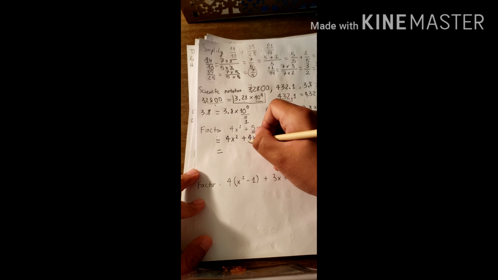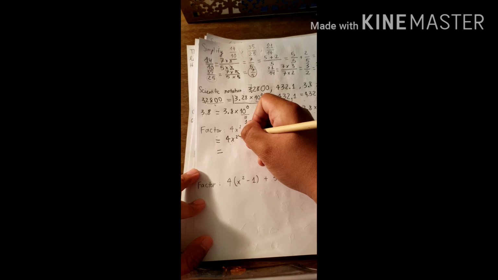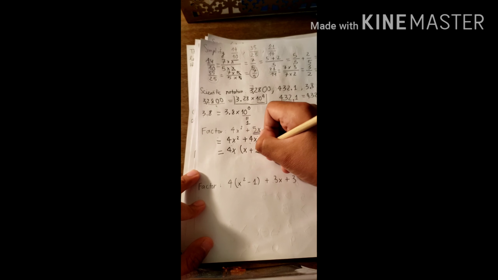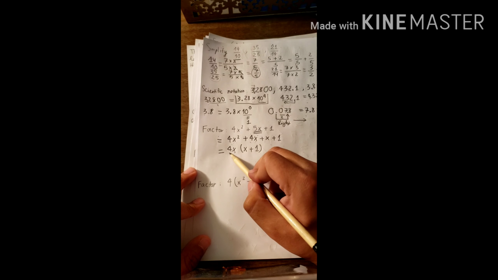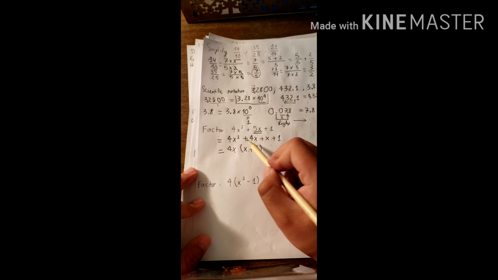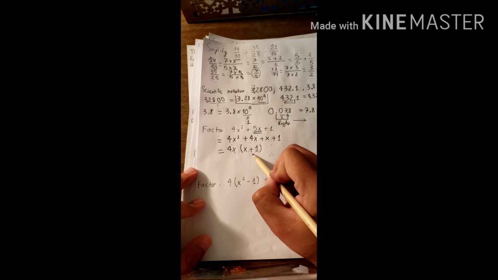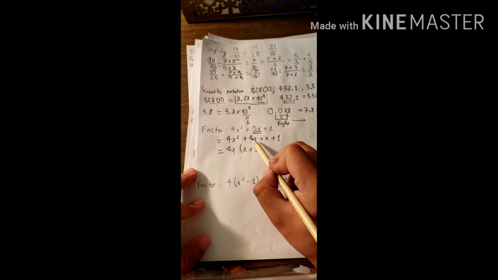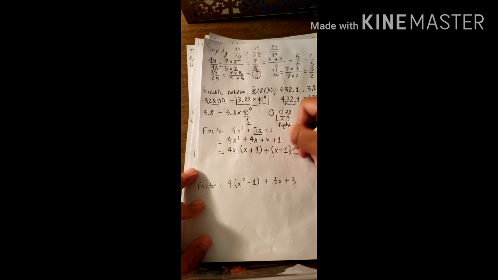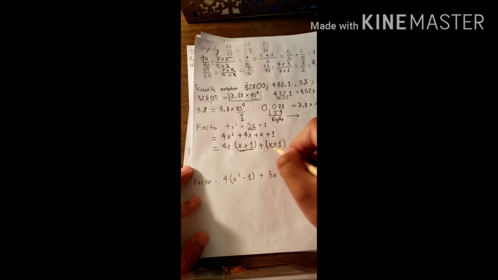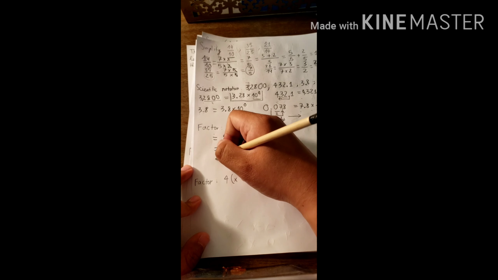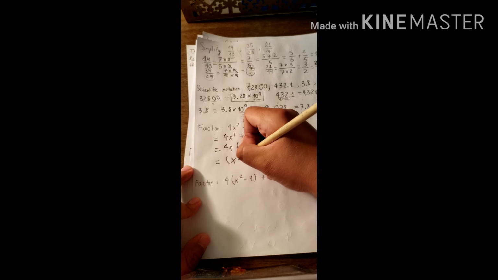Later, we have 4s and 4s power 2. We can write it like this. Because 4s multiplied by s gives 4s power 2, and 4s multiplied by 1 gives 4s in here. And we have s plus 1 in here too. We have the common factor in here, that's s power 1. So we can factor like this.